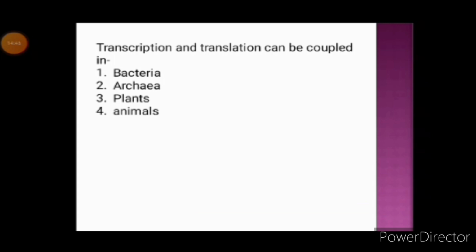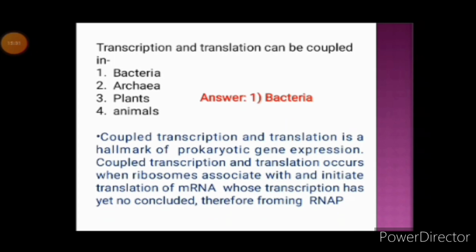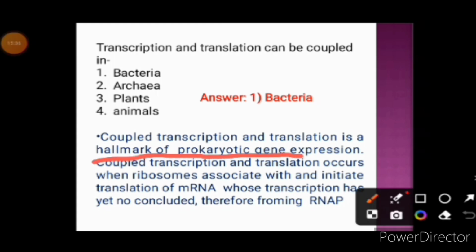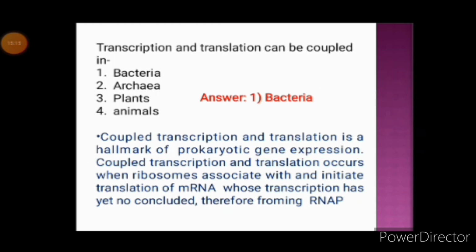Next question. Transcription and translation can be coupled in: option 1, bacteria; option 2, archaea; option 3, plants; option 4, animals. And the correct answer is option 1, bacteria. Coupled transcription and translation is a hallmark of prokaryotic gene expression. Coupled transcription and translation occurs when the ribosome associates with and initiates translation of an mRNA whose transcription has not yet concluded, therefore forming a complex with RNAP.